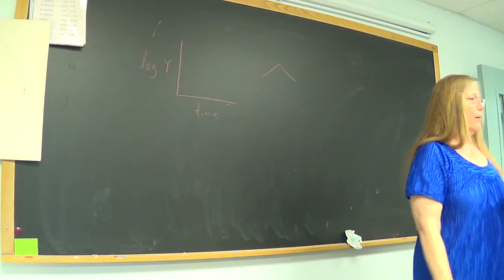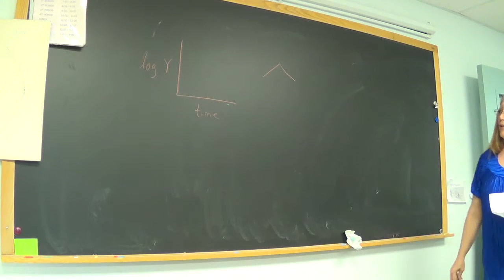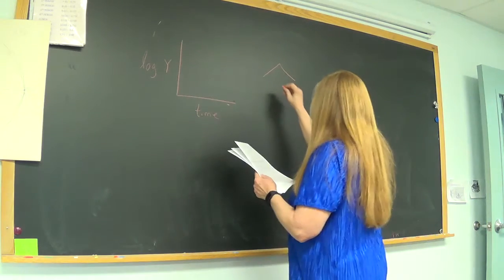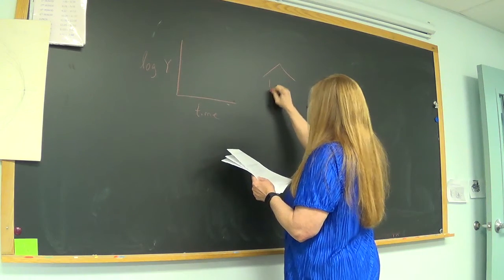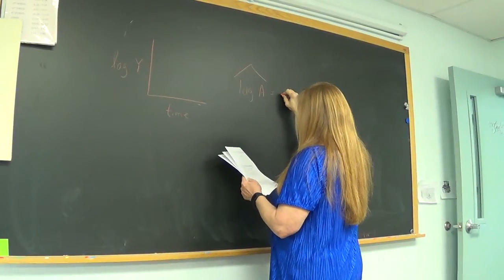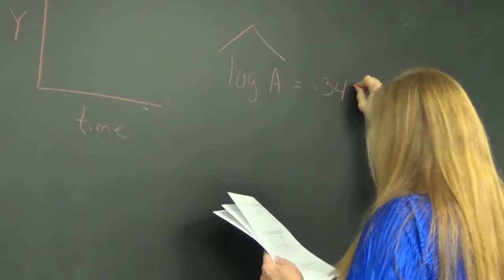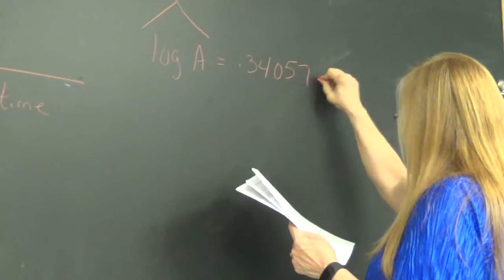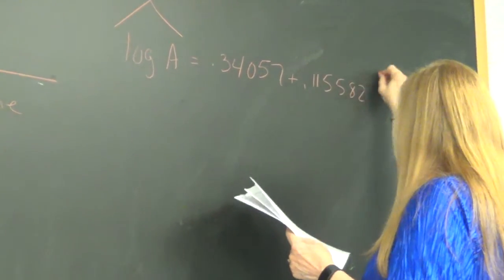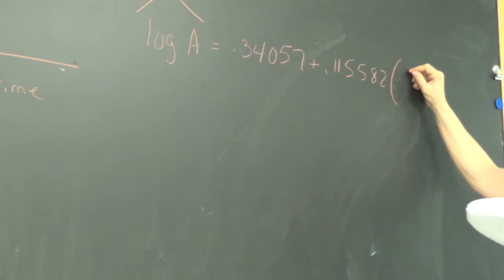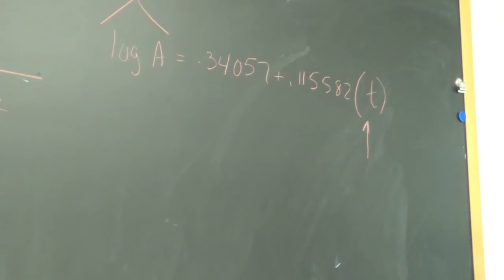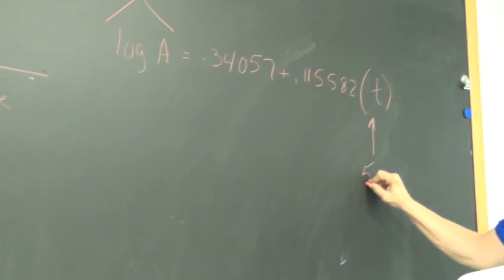All right, so Andrew, can you get us the regression line? I think so. Is it log area equals 0.34057 plus 0.115582 times 5.5? So yes. All right, times whatever our time value is, and we're going to plug in again, what is it, 5.5? Yeah. Okay. All right.